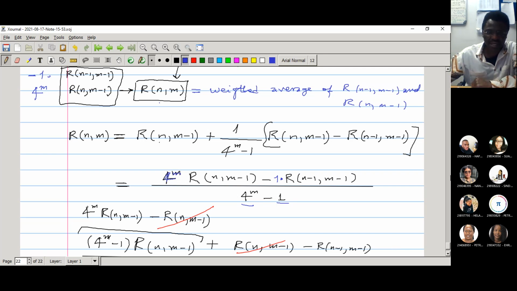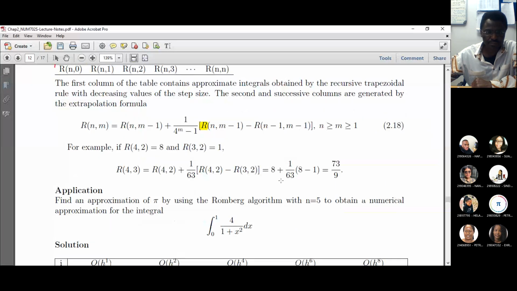Okay, back now to our notes. Go back to the notes. Because we are not yet done. We are not yet done. Okay, so this is the formula.